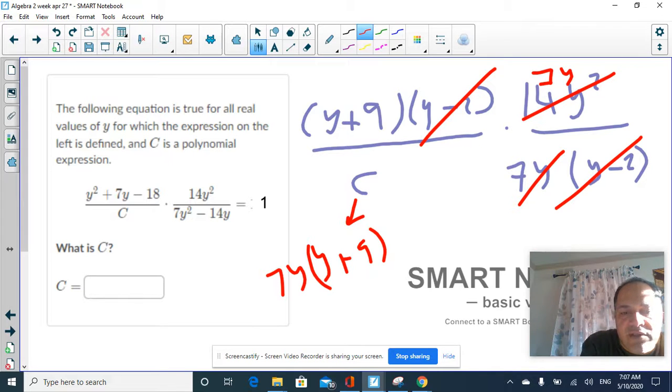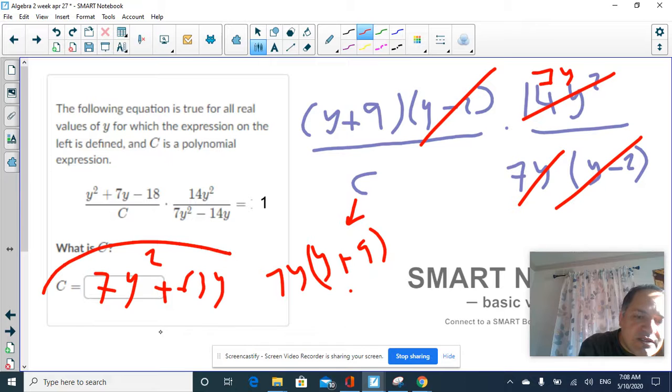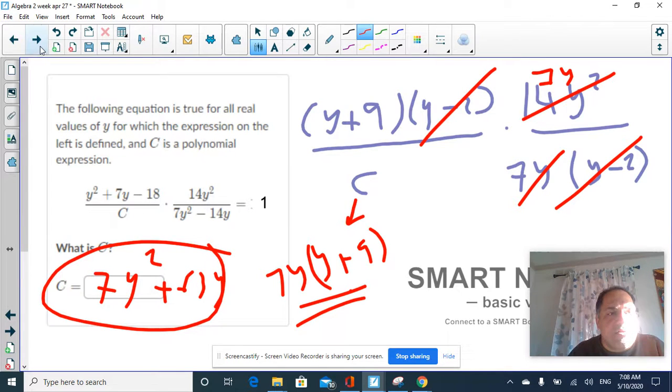So you have to write here your value for C, because if it equals 1, it means you have to cancel out 7y and y plus 9 to make it equal 1. Okay? So if you want to cancel these two parts, C must equal these two parts. So your function will be 7y multiplied by y plus 9, which is 7y squared, 7y times y, plus 7y times 9, 63y. So you can write it in this form or this form. Okay? Let's try another question.